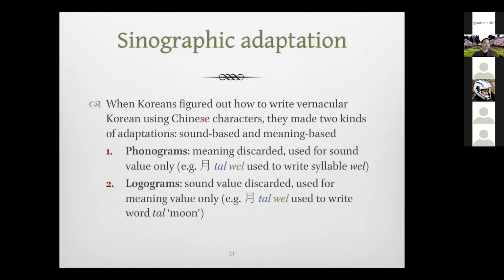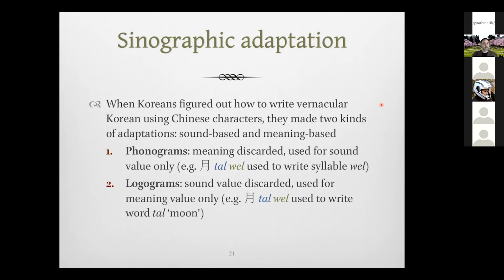So when Koreans first figured out how to write Korean, how to write their own language using Chinese characters, they did so by making two kinds of adaptations to the only writing system that they knew about, which was Chinese. They took the characters and either made a sound-based adaptation or a meaning-based adaptation in order to represent elements of the spoken Korean language. So there were two results for how Chinese characters could end up being used.